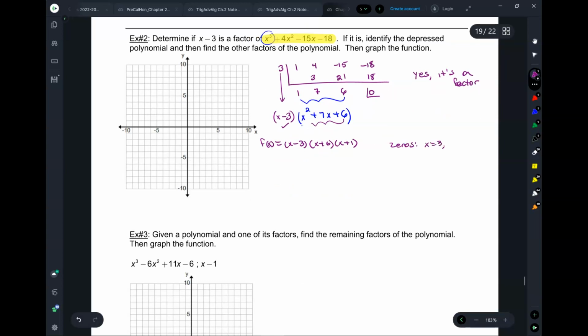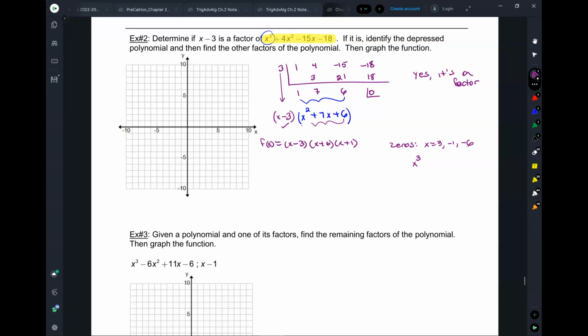X equals 3, negative 1, negative 6. And what about the end behavior? So for the end behavior, we have x cubed, which means it's a positive coefficient with an odd power. So it's going to be going to positive infinity on the right and negative infinity to the left.